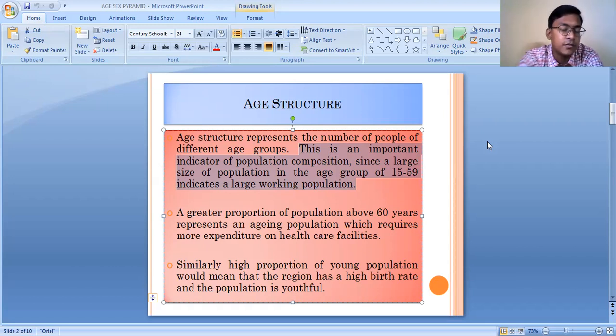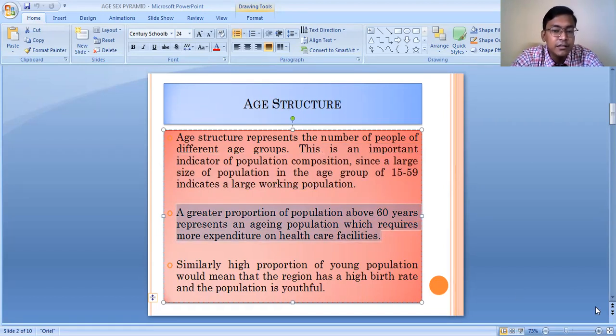Again, 60 years and above: officially, if the age is 60 years and above, the person is retired and may not be available for engagement. That means this group of people are also dependent on the working population, that is 15 to 59 years. So if more people are in the age group of 15 to 59 years, it means the country has a larger working population. A greater proportion of population above 60 years represents an aging population, which requires more expenditure on healthcare facilities.